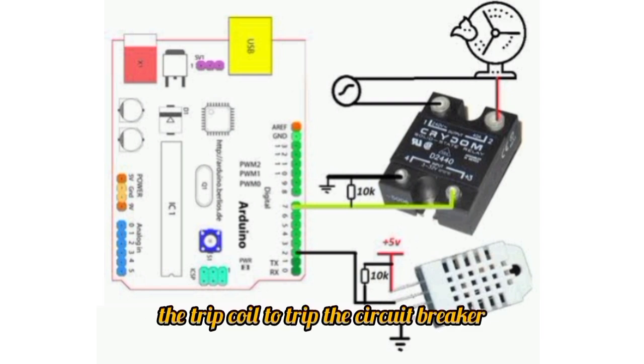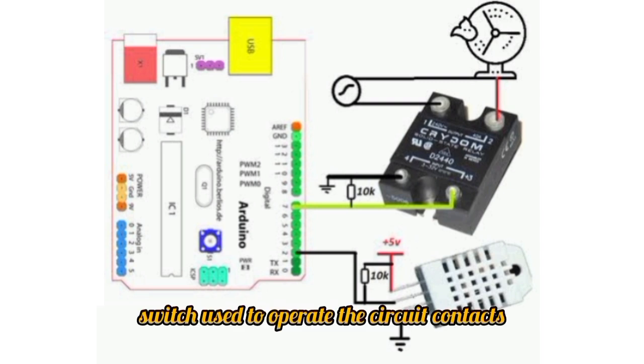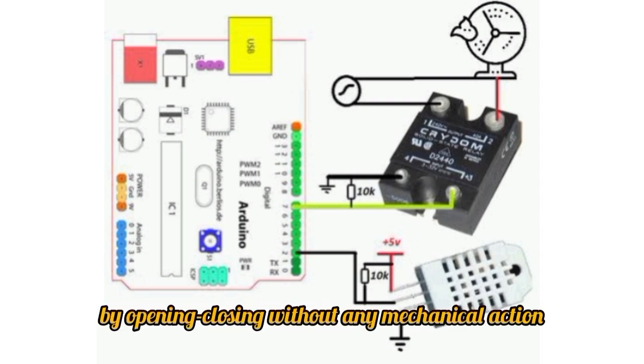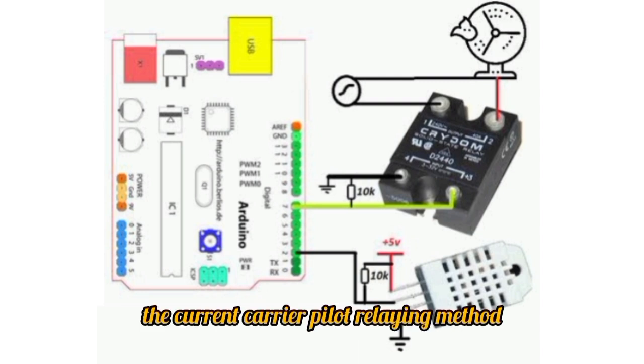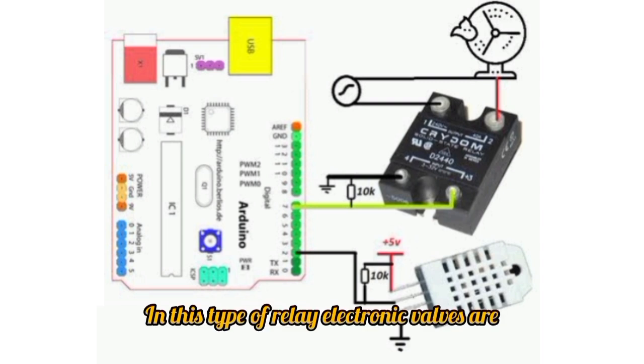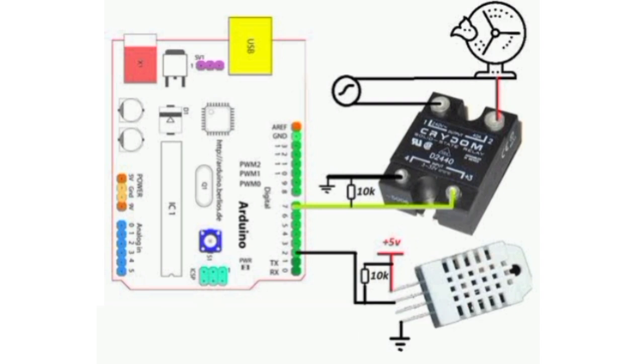trip the circuit breaker. An electronic relay is one kind of electronic switch used to operate the circuit contacts by opening and closing without any mechanical action. So, in this type of relay, the current carrier pilot relaying method is utilized to protect the transmission line. In this type of relay, electronic valves are mainly utilized as measuring units.